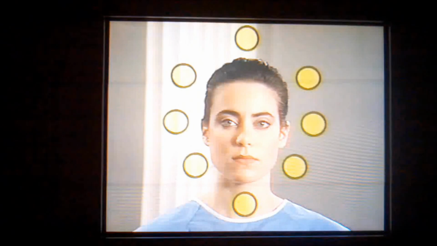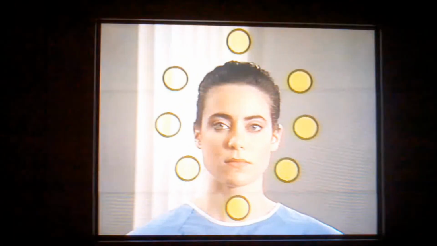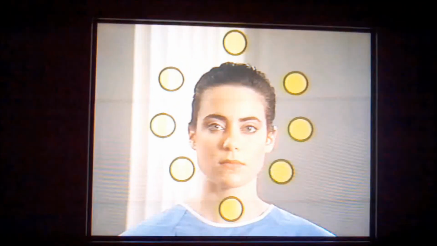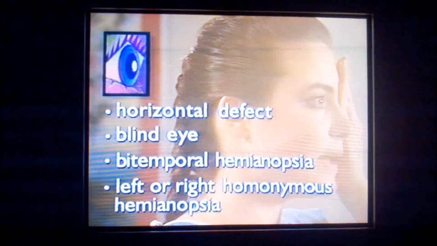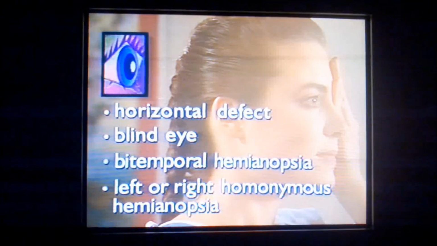Now, slowly bring a pencil or other object into your peripheral field of vision. Ask the patient to say "now" as soon as she sees it. Perform this test bringing the pencil from 8 different directions. Then repeat it with the other eye. Visual defects you may note during this test include a horizontal defect, a blind eye, bitemporal hemianopsia, and left or right homonymous hemianopsia.